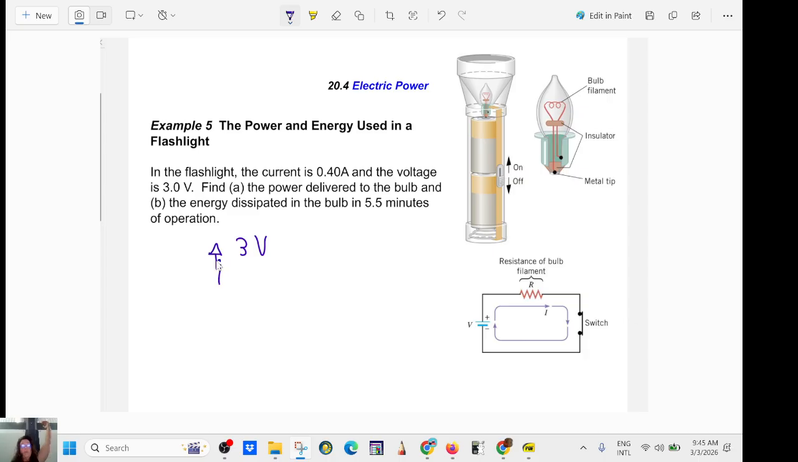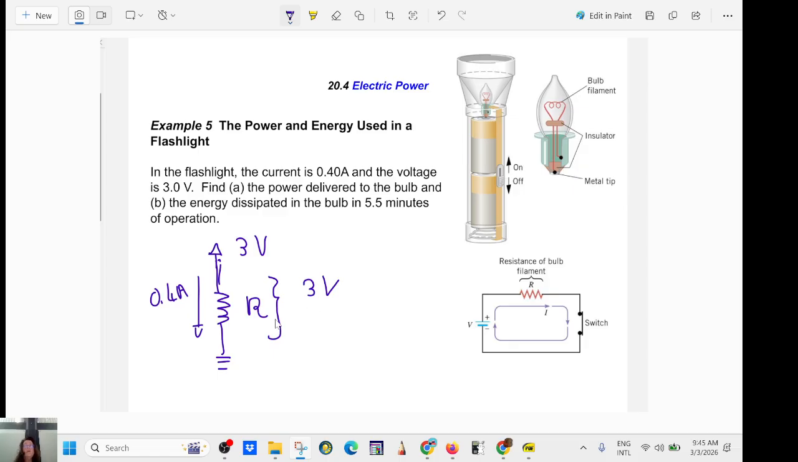So you start with 3 volt, and then here you're going to have a load, and then you go back to ground. That's how I do it. The current here is like a pipe, and this is 0.4 amps. So it's a drop. You go from high up to the ground. So from 3 to 0, the voltage drop is 3 volt.